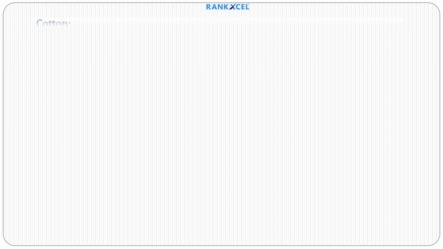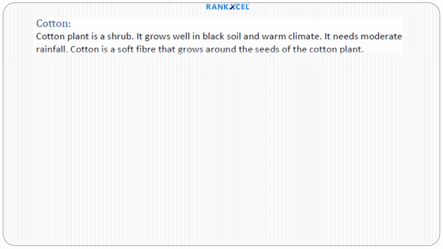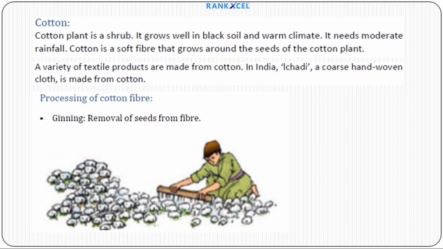Cotton plant is a shrub. It grows well in black soil and warm climate. It needs moderate rainfall. Cotton is a soft fiber that grows around the seeds of the cotton plant. A variety of textile products are made from cotton. In India, khadi, a coarse hand-woven cloth, is made from cotton.